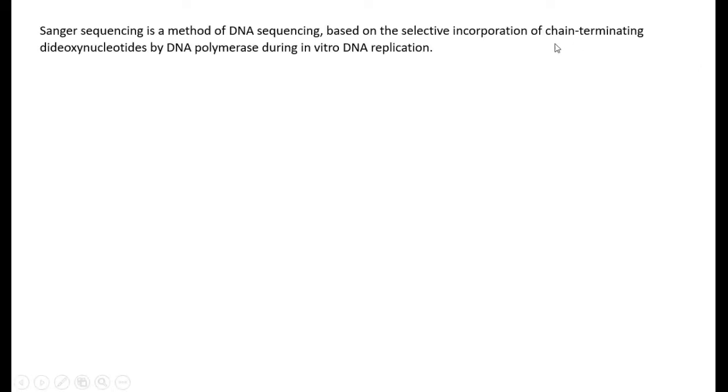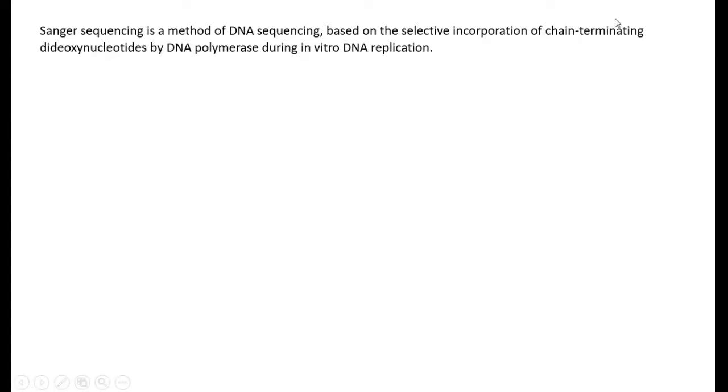The DNA sequencing technique we're going to have a look at is called the Sanger sequencing method. It's based on the selective incorporation of chain terminating dideoxynucleotides by DNA polymerase during in vitro DNA replication. Okay, this sentence probably sounds very barbaric, so we're going to try and break it down, and at the end of this video I can assure you that you will understand what this means.